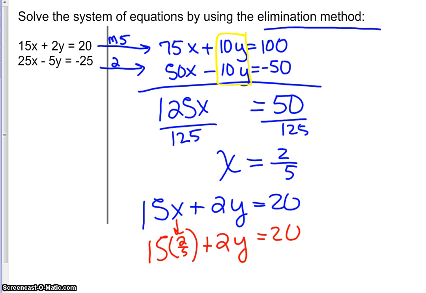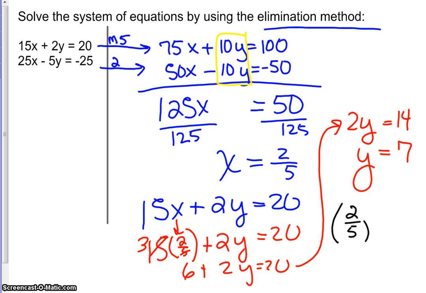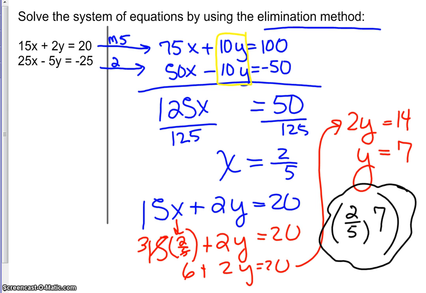Here, 15 divided by this 5 is 3. So I really have 6 plus 2y equals 20. Solving the rest, 2y then would equal 14, and y must equal 7. So the solution to my equation was the point (2/5, 7). That's my solution. That's the point where these two lines will cross. It's the point that they have in common.